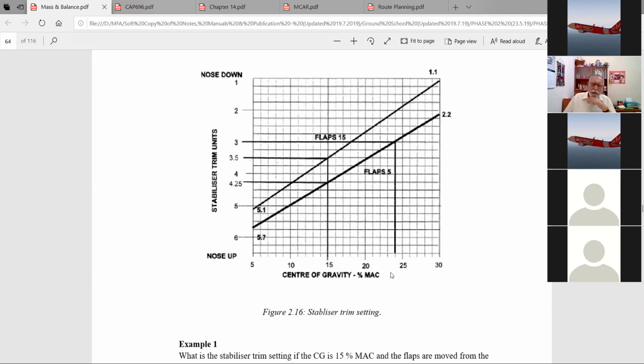Now, can you all read, if your MAC is 24%, okay, your center of gravity is at 24% MAC, and you are taking off with 5 degrees flap. What is your trim setting? How do you analyze this graph? What will be your trim setting? 3, sir. Yeah, 3 degrees nose down. Please remember that. Your thumb is moving from here to here, so you're going down, nose down. Clear?